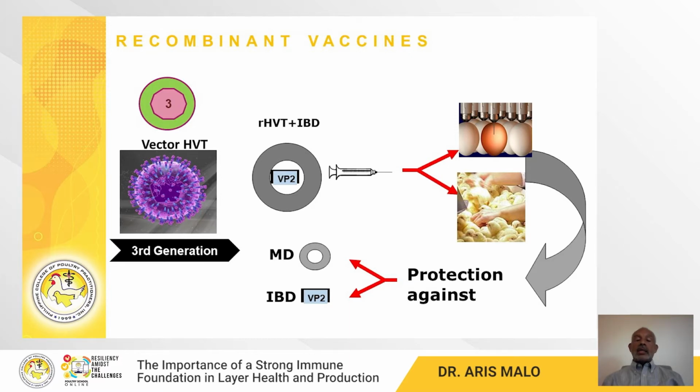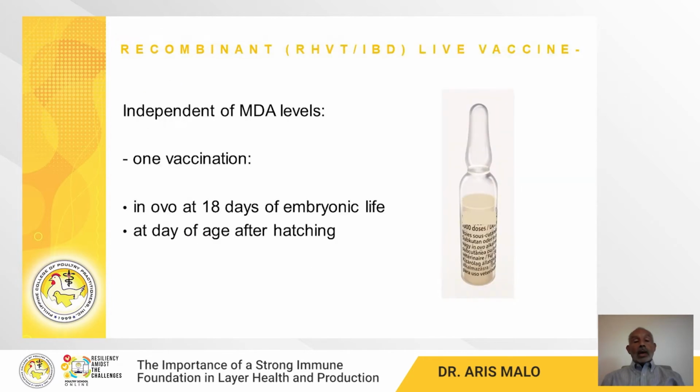So in the end, this type of vaccine will result in protection against Marek's disease, milder forms of Marek's disease, and against IBD. We see that we don't need to worry about levels of maternal immunity against IBD because we don't have an IBD virus involved in this vaccine as such. So it is used as one vaccination in the hatchery, either in ovo at 18 days of embryonic life or at day of age by injection after hatching.